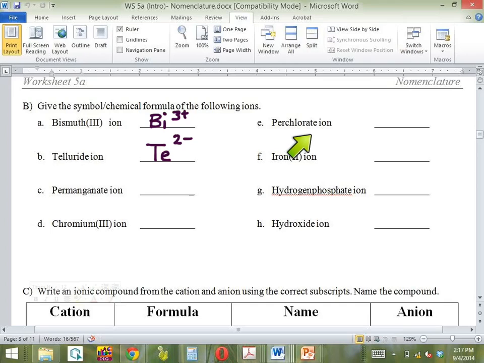Some of these, especially if you see ate or ite, those are going to be polyatomic ions, and you go look them up if you haven't memorized them yet. Any questions about part B? Yes? So would B be Cr3 plus?